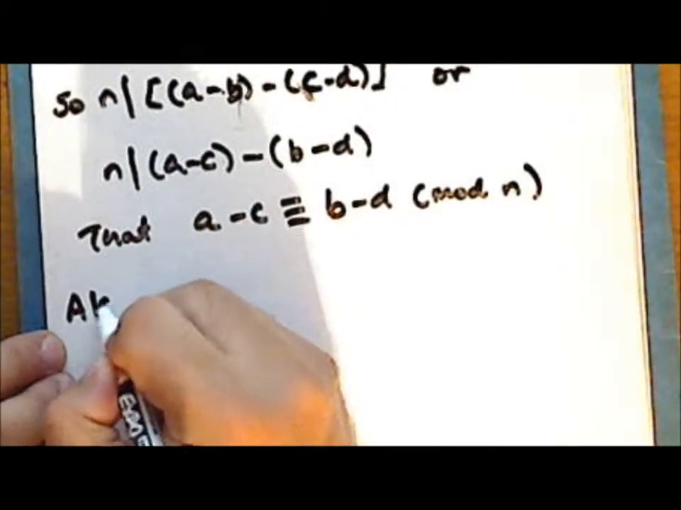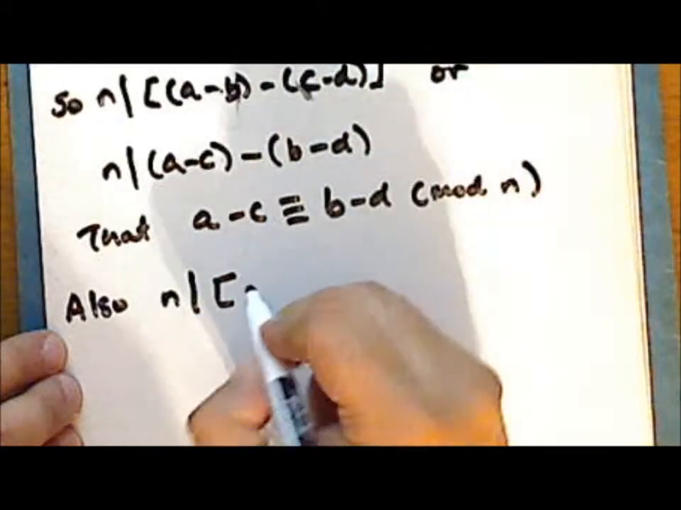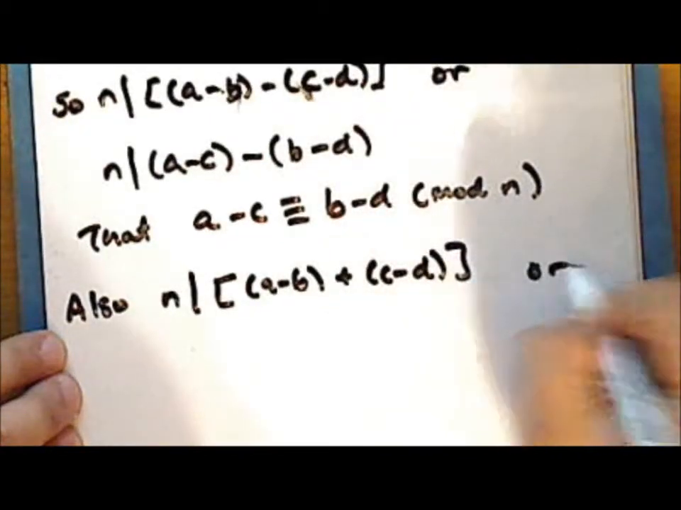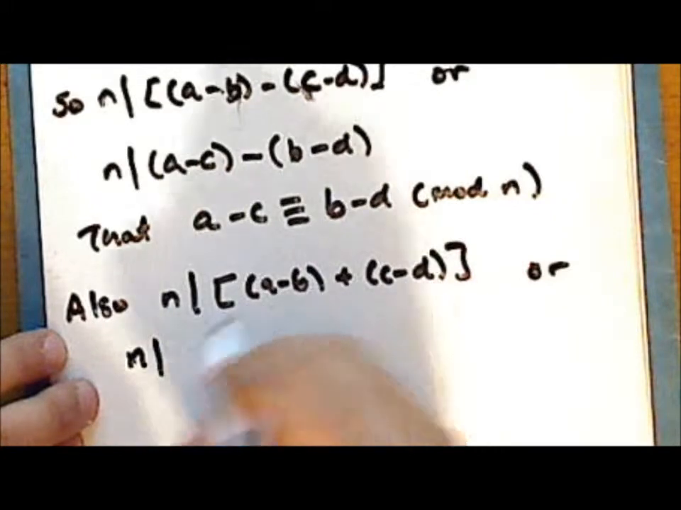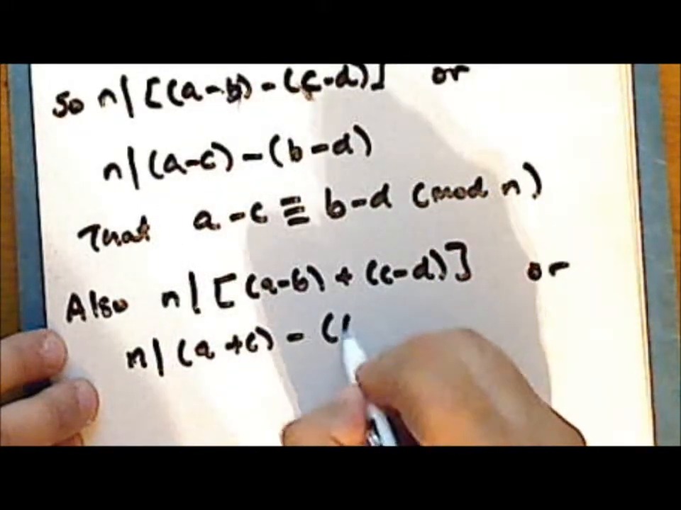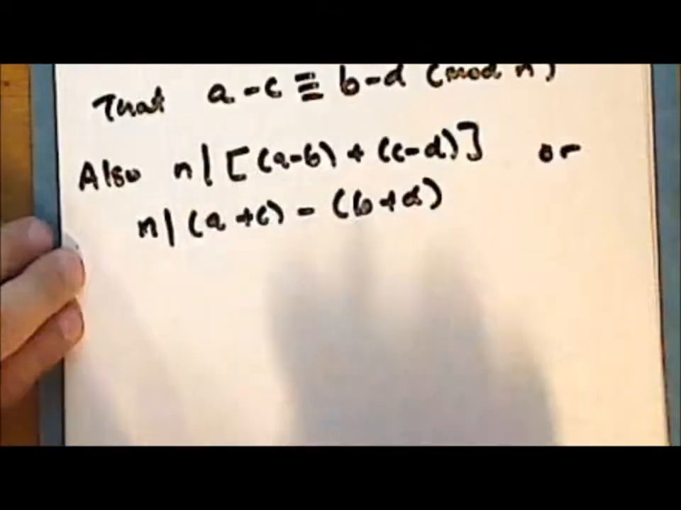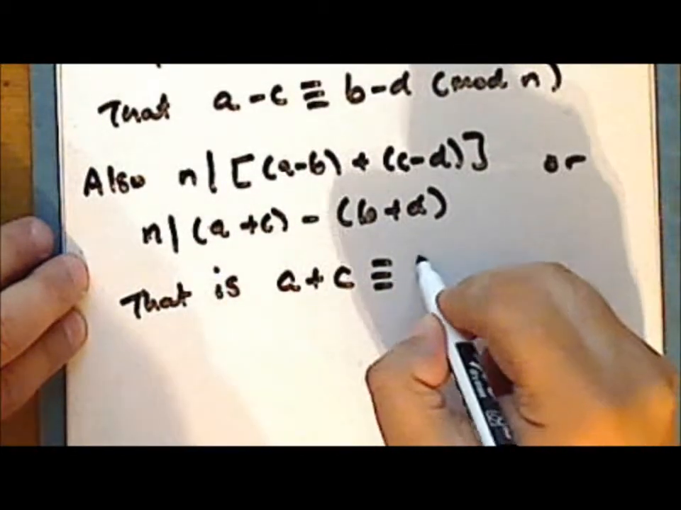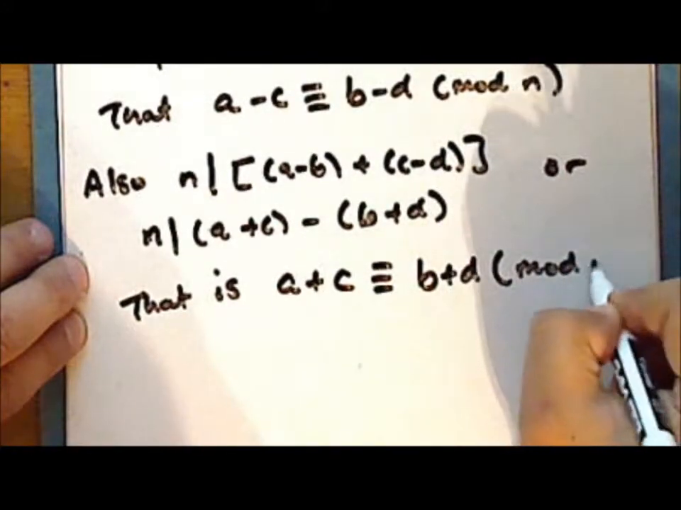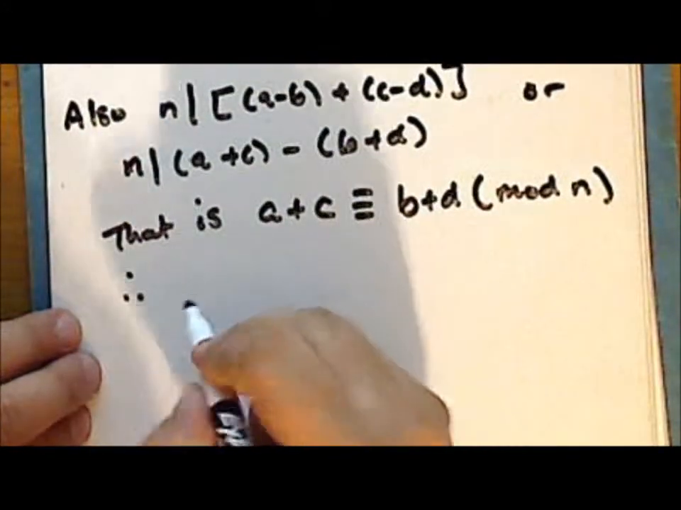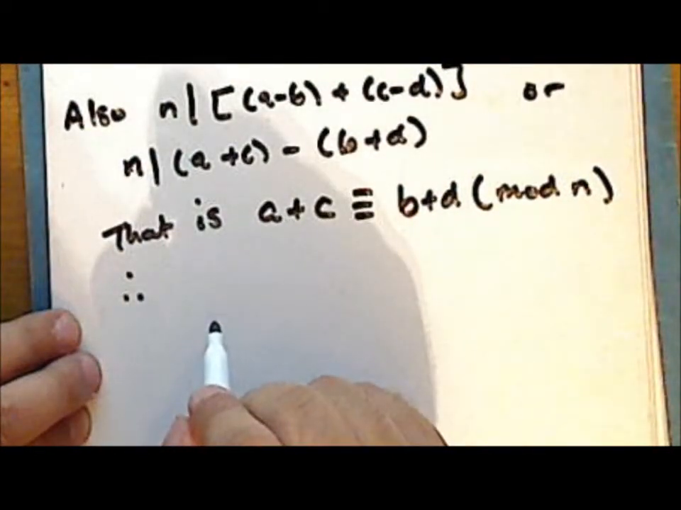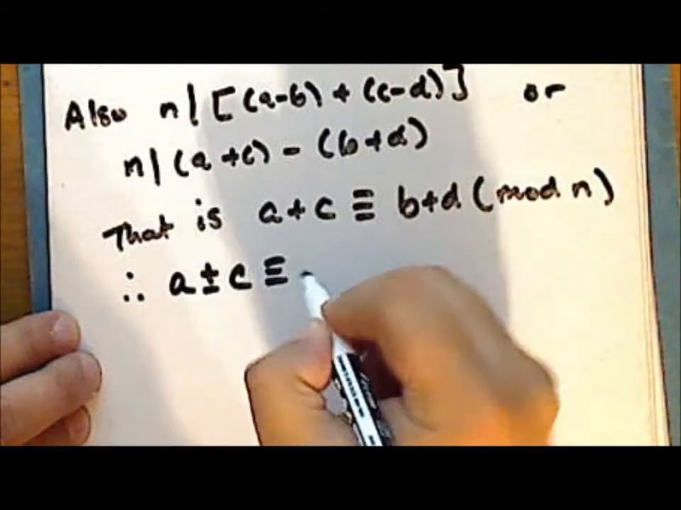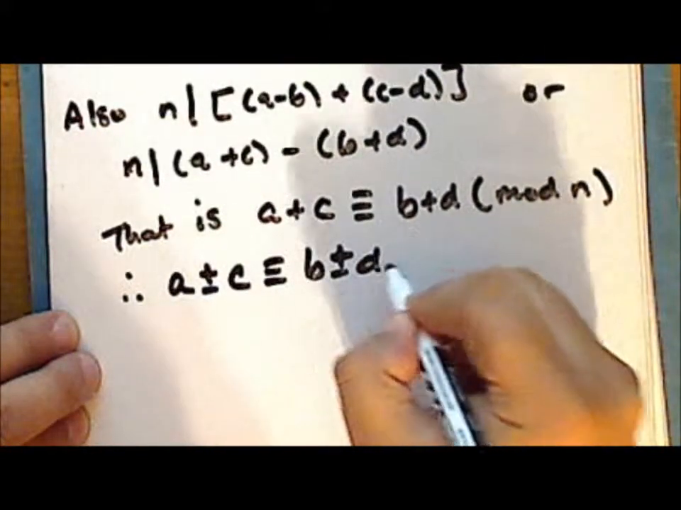Also, n will divide the sum of the two, a minus b plus c minus d. Or rearranging this, we have that n divides a plus c minus b plus d. And that is, a plus c is congruent to b plus d mod n. And so we have that if a is congruent to b mod n and c is congruent to d mod n, then we have a plus or minus c is congruent to b plus or minus d mod n.